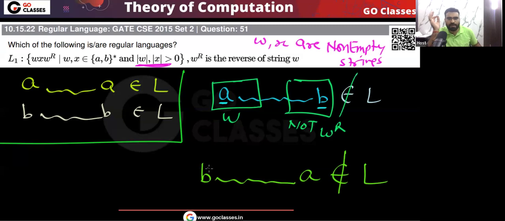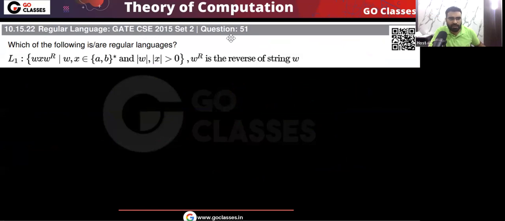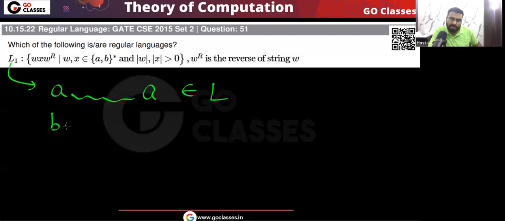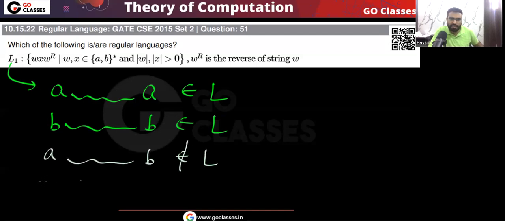Did you understand? So finally, in this language, we have done the complete analysis and seen which strings belong to this language and which do not. If the first symbol is A and the last symbol is A, this string belongs to the language. If the first symbol is B and the last symbol is B, these are in the language. If the first symbol is A and the last is B, or the first is B and the last is A, these are not in the language.